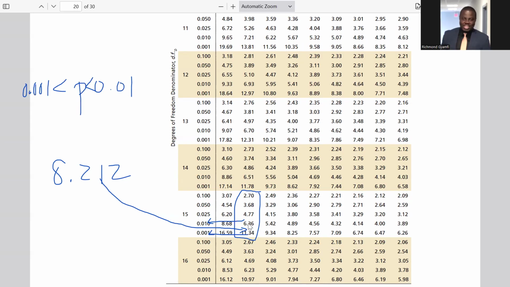And here in the problem, you are given a significance level. Alpha is 0.05. So you make the conclusion. If my p-value is less than alpha, I reject the null hypothesis. If my p-value is greater than alpha, I fail to reject the null hypothesis. And that's it. And that's the conclusion.